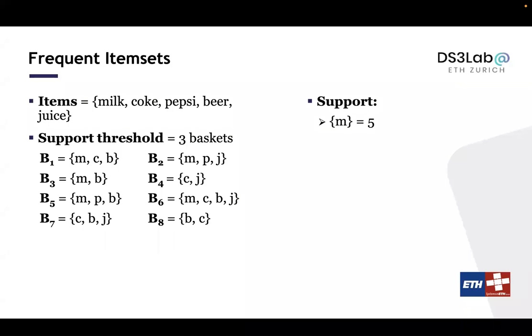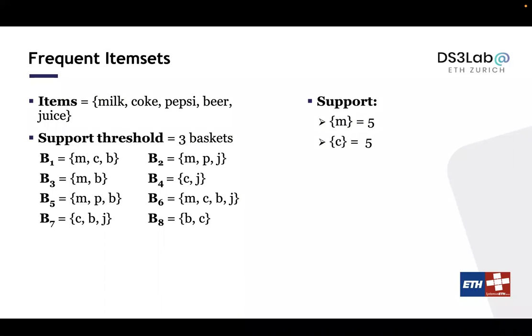In this case, computing support is very easy. You go through every single transaction or basket, and you see whether the content of this item set is a subset of the transaction, right? If you look at B1, yeah, it contains M. If you look at B2, it contains M, good. If you count how many baskets contain M, the support of this item set is 5. I think we all agree on that.